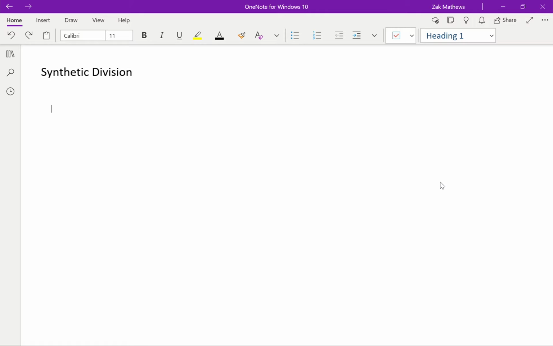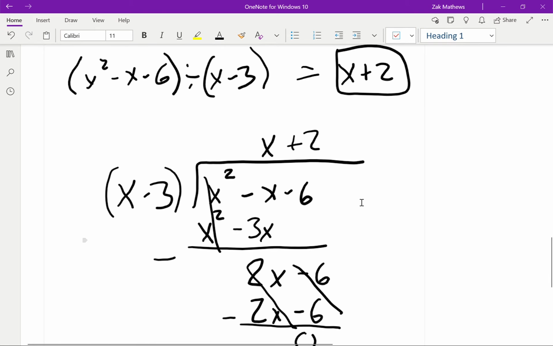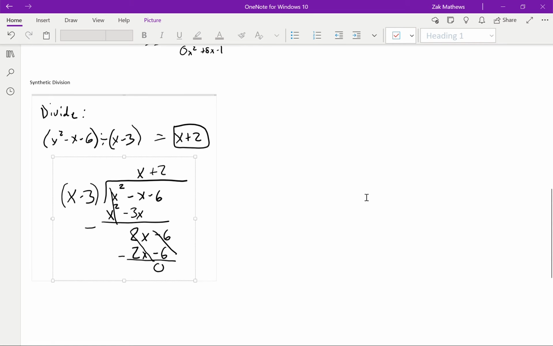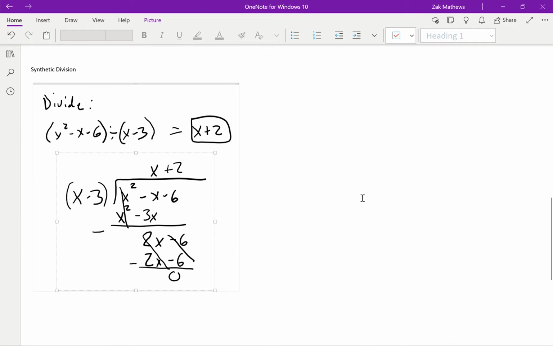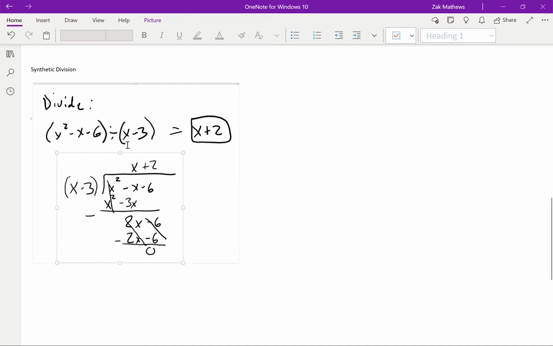So what I want to start off by doing is looking at this problem that I had actually started with in the last video. The first problem that I did was this one right here. We would divide x squared minus x minus 6 by x minus 3, got x plus 2, and we did that by using long division.